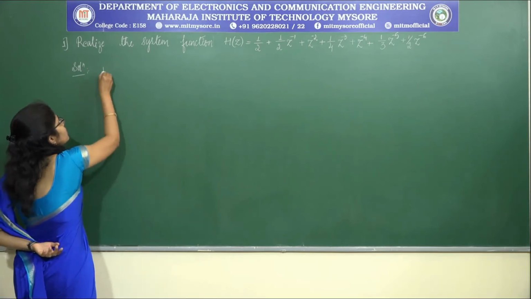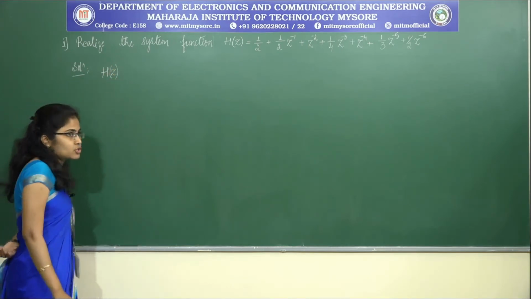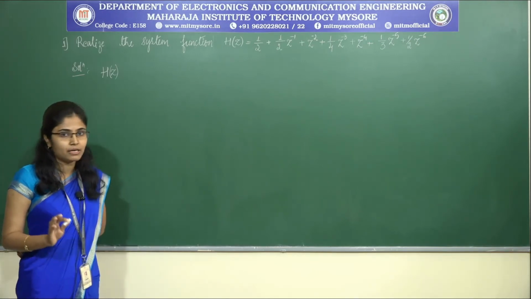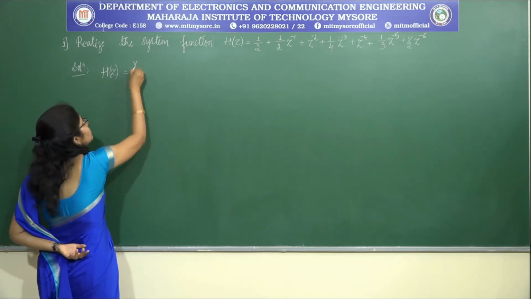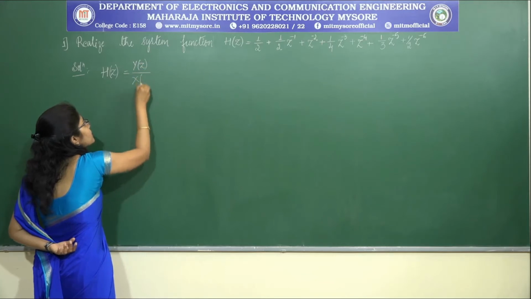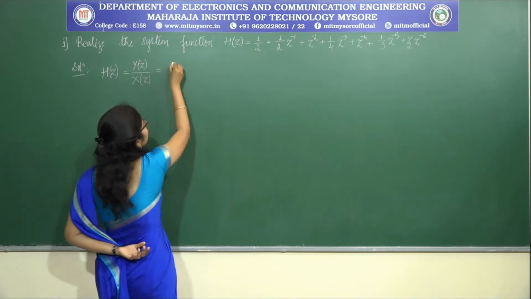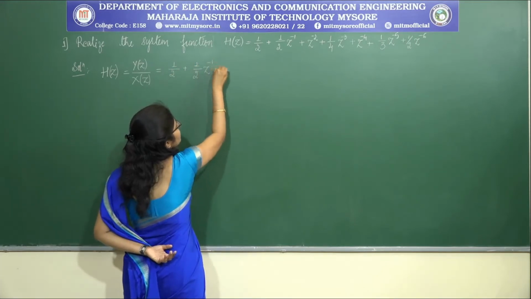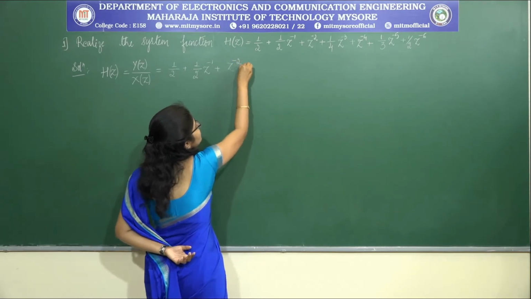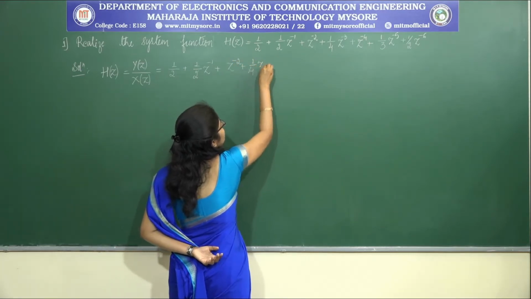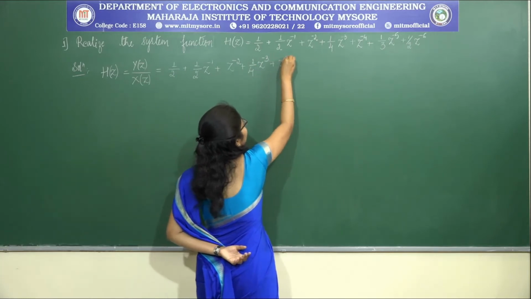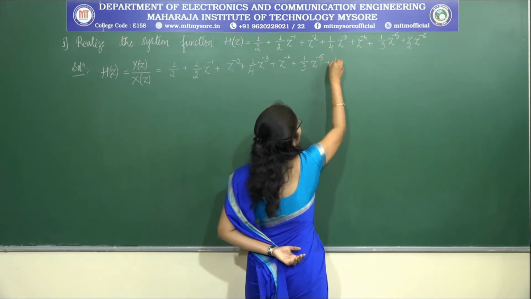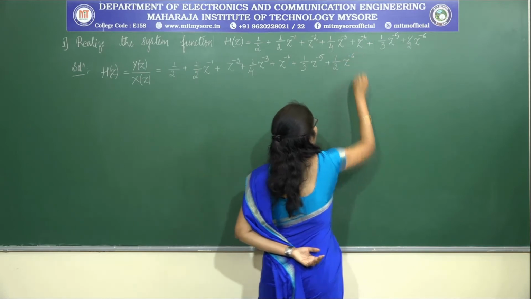So we know H(z) is nothing but the transfer function, and in the given system function we have only zeros, therefore it belongs to an FIR filter. Therefore, H(z) = Y(z)/X(z), which will be equal to 1/2 + 1/2 z^-1 + z^-2 + 1/4 z^-3 + z^-4 + 1/3 z^-5 + 1/2 z^-6.